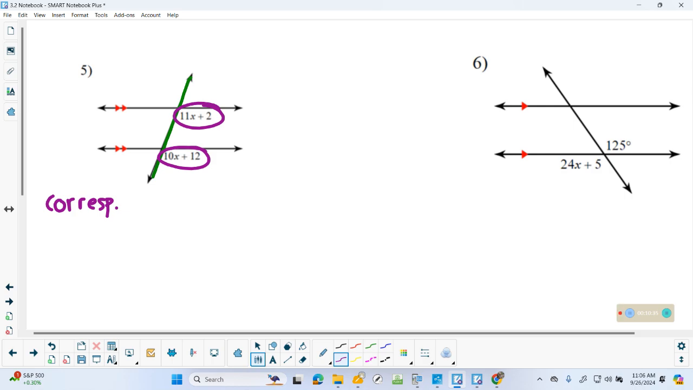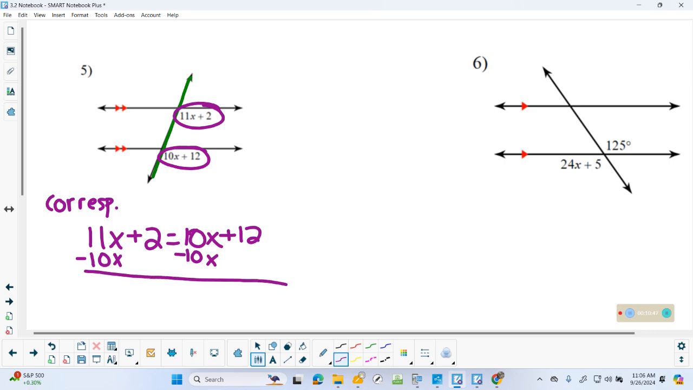They're congruent. I'm going to do 11x plus 2 equals 10x plus 12. Okay, let's solve it. I'm going to subtract 10x over. You know how to solve equations. You guys are great at that. So I'm going to have x plus 2 equals 12. X is 10. Let's sneak it on here. We're probably already on the next one.